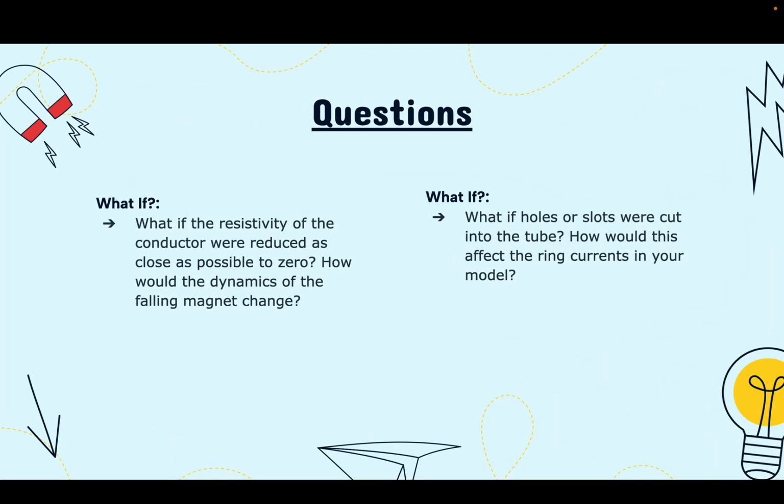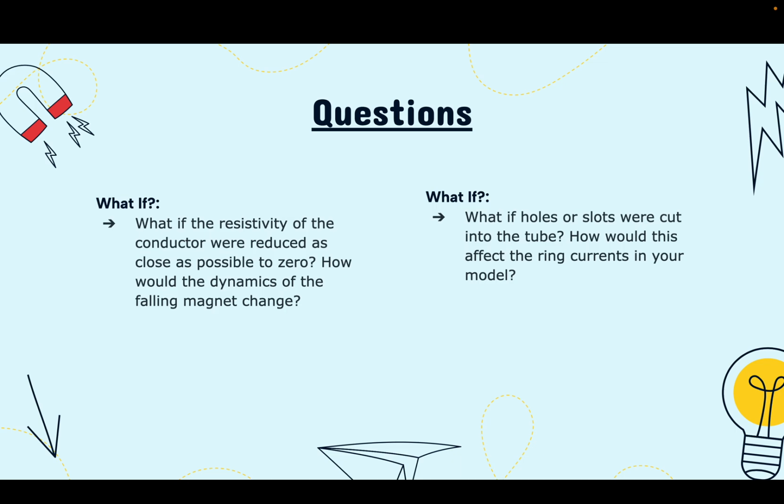What if the resistivity of the conductor were reduced as close as possible to 0, and how would that change things? Since there would be no resistance, eddy currents would not decay and would form perfectly to oppose any changes in magnetic flux. There would also be complete magnetic flux exclusion due to the absence of magnetic fields. So overall, the magnet would levitate or fall extremely slowly.